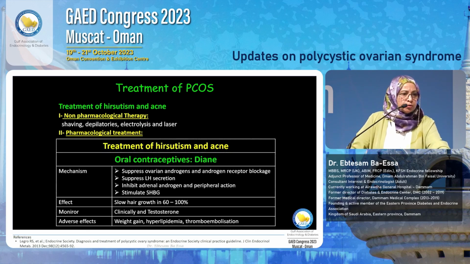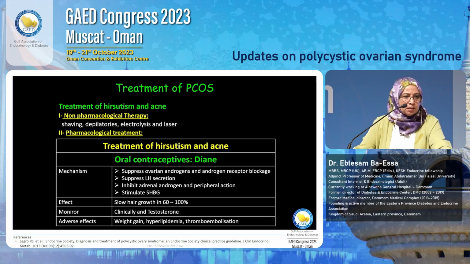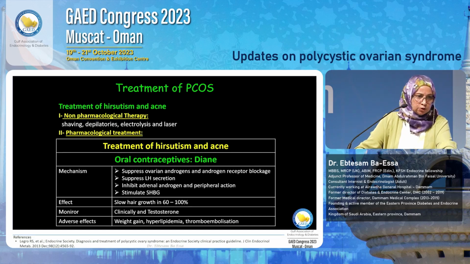The first drug to use here is the oral contraceptive, Diane. It suppresses the ovarian androgen, and the effect is tested clinically by the clinical presentation and the testosterone. Adverse reactions, as you all know, are weight gain and thromboembolism.